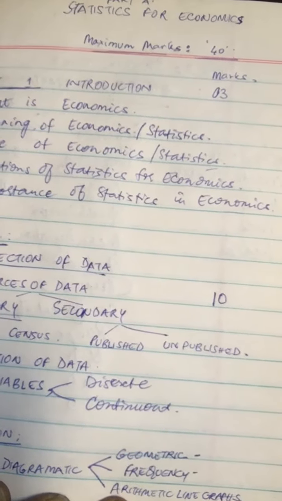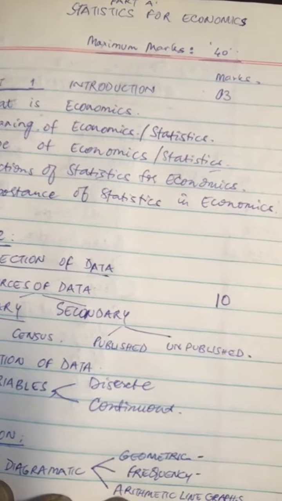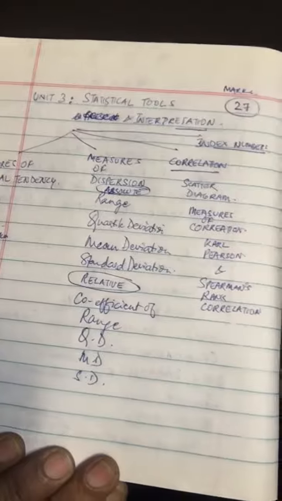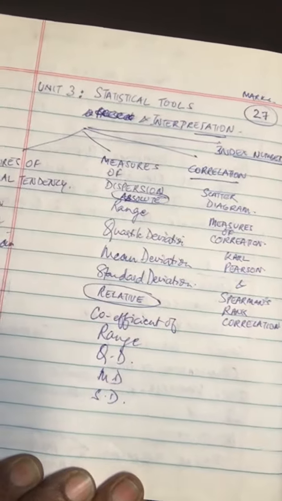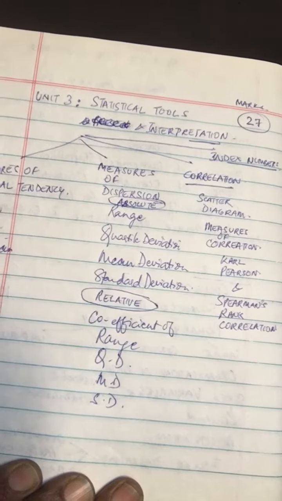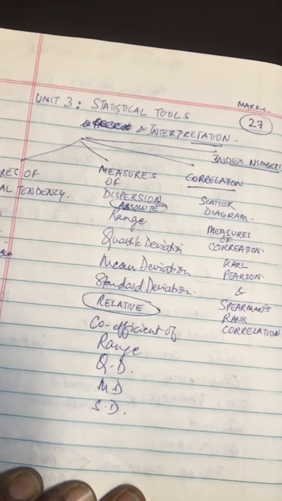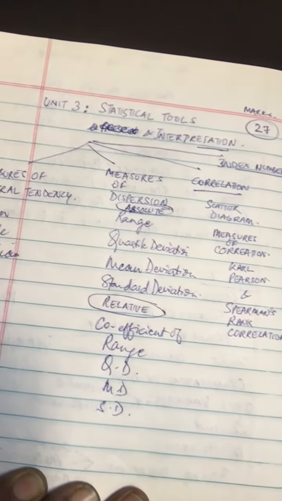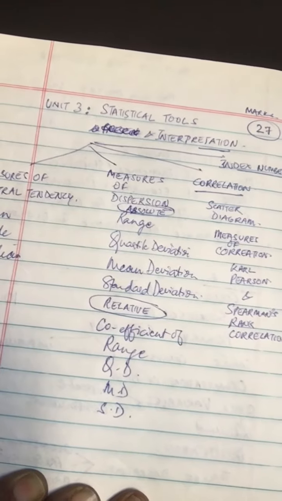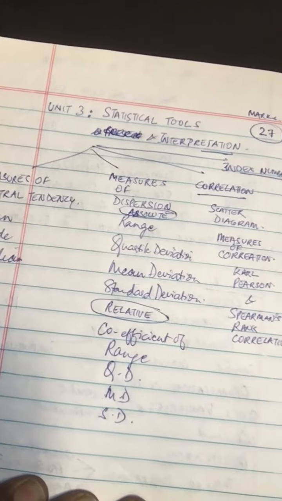Then after that we come to the statistical tools which are used in this. So we've done introduction, and sorry, I didn't turn the page, here it is. So you can see for yourself: introduction, then collection, organization and presentation of data. And in unit 3, 27 marks are given for this particular section.